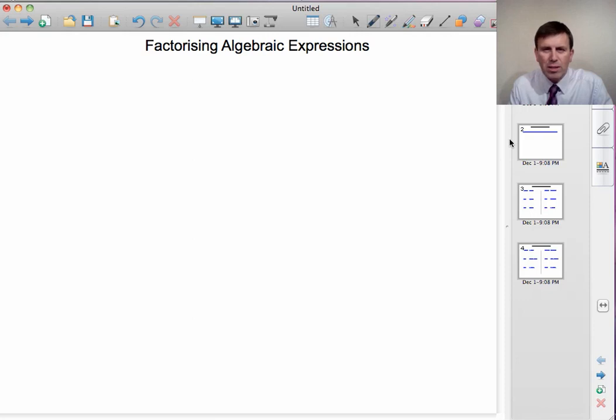What is factorizing? Let's have a look at everyday numbers to see what exactly factorizing means. If I write the number 6, I can write it as 2 times 3, where 2 and 3 are factors of 6, numbers that divide into 6. So that is expressing 6 as a product of its factors multiplied together.